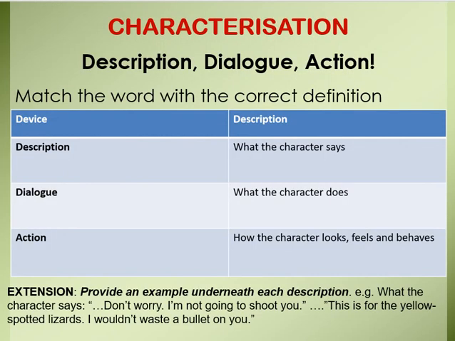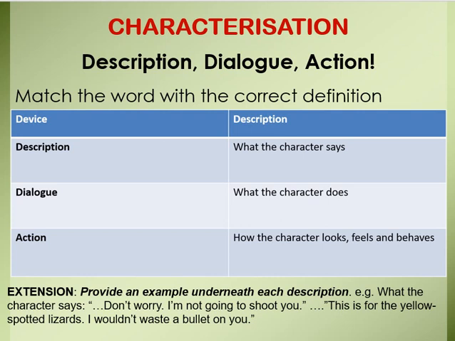Now, the first thing I want you to do is just a simple matching up. So in your OneNote, you can draw an arrow across. Which of these descriptions best describes the device? So a description is what a character says, what a character does, or how a character looks and feels and behaves. What is dialogue? Is it what a character says? Is it what a character does? Is it how a character looks? And action. Which one of those descriptions fits action? So the correct definitions with the terms. And then, if you can, try and find an example of each.